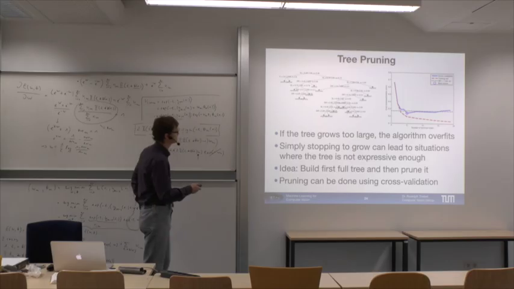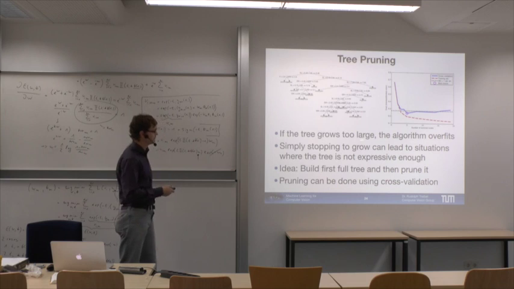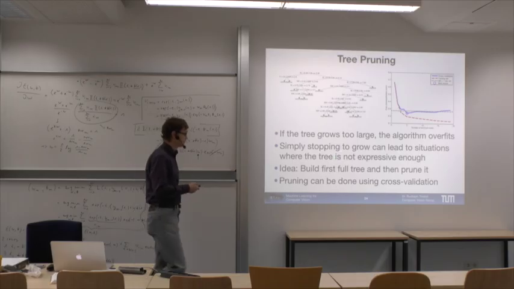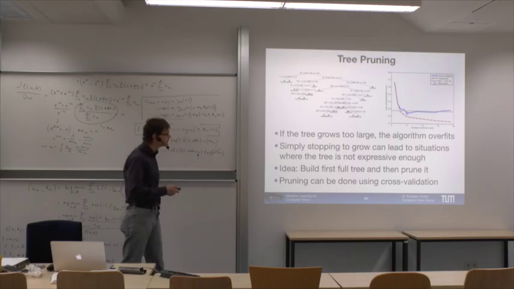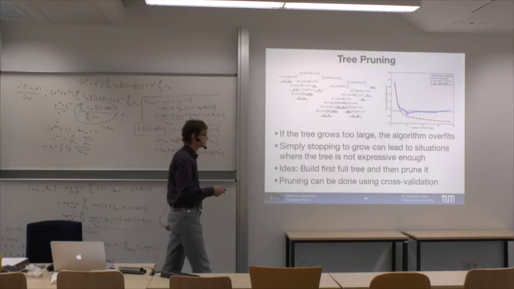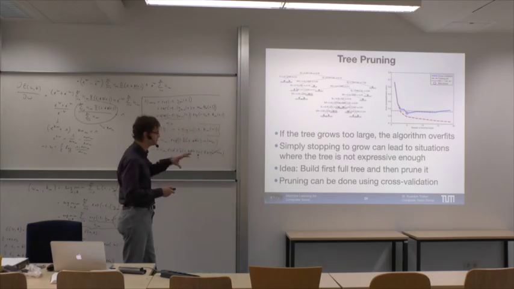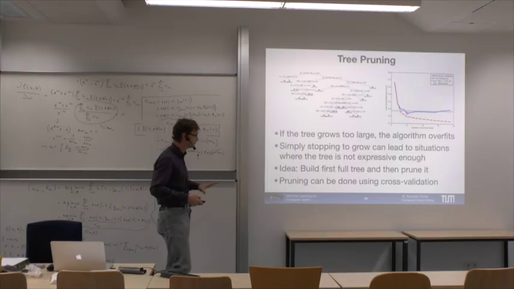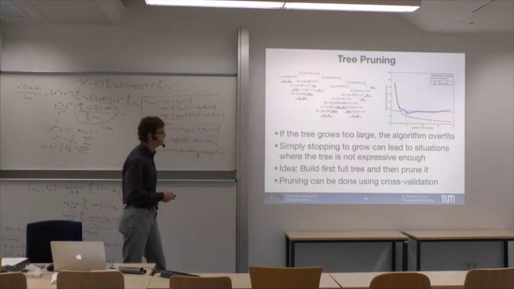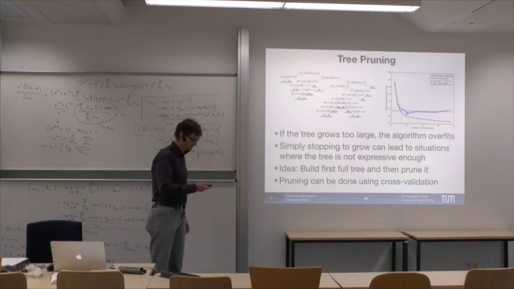And then of course, once you have built up the tree, there are ways of pruning that tree, right? If it grows too large, then you can again overfit. To avoid that, you simply stop the growth. Stopping the growth can lead to situations where the tree is not expressive enough, right? This is also possible sometimes if you just stop. So another idea is to just build up the full tree and then prune it again. And you can do this with cross-validation. You just say which are the features that you actually don't need.